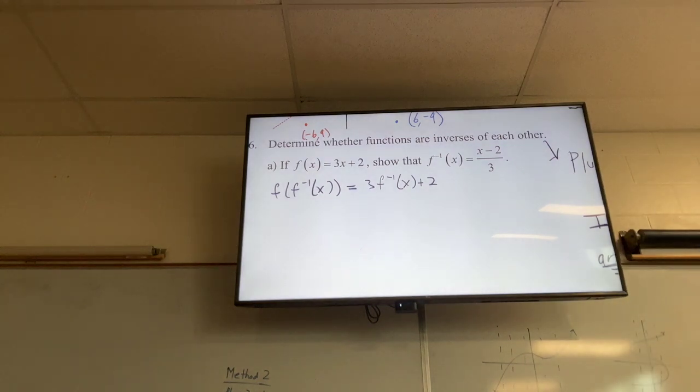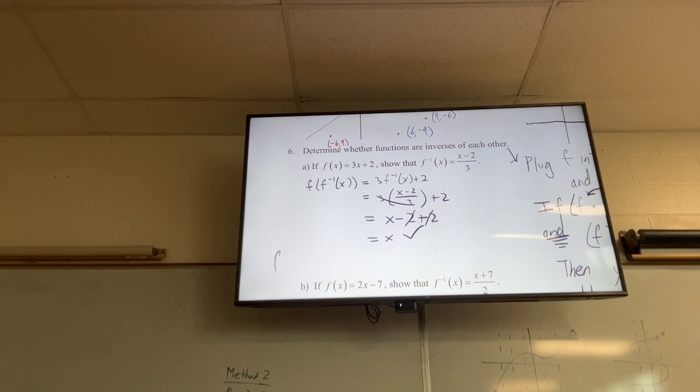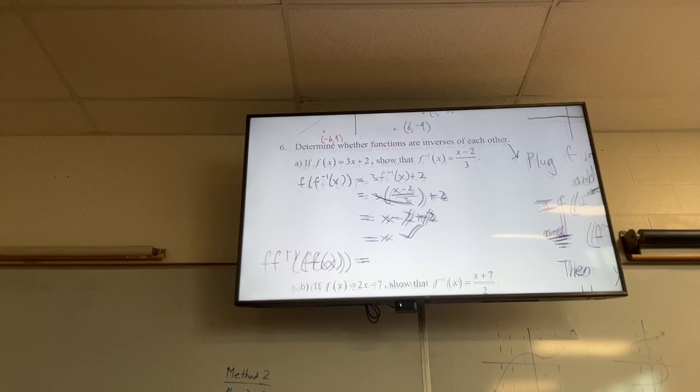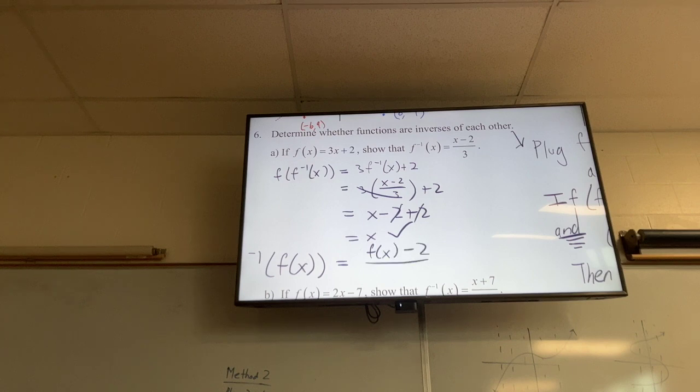Okay, let's write in F inverse: 3 times x minus 2 over 3, plus 2. That cancels. I get x minus 2 plus 2, which is x. So that works. They both have to work, okay? And then let's do the other way around. Let's take F inverse, that's f to the negative 1, and plug f into that. So that's f of x minus 2 all over 3. That's going to be 3x plus 2 minus 2 all over 3. Those cancel. There you go. That one works.